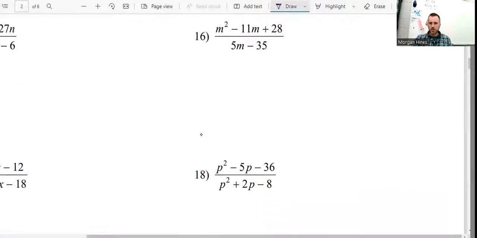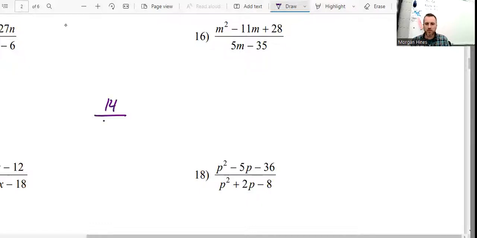16, 18, 20. Let's do these. Okay, we got some more expressions to simplify. We're not trying to solve anything here. We are just trying to simplify a complicated expression and make it less complicated. So how do we do that? Well, generally we do that by factoring.